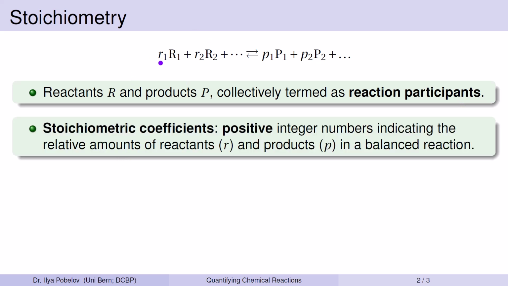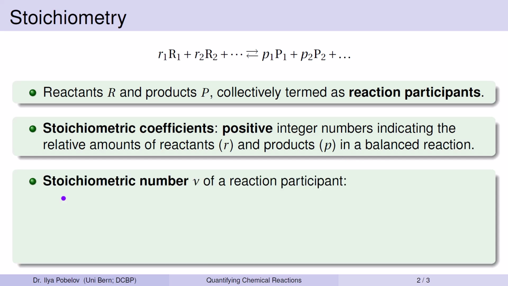The numbers R and P in front of these substances are called stoichiometric coefficients. Stoichiometric coefficients are positive integer numbers indicating the relative amounts of reactants and products involved in the reaction. However, there is a challenge. Just by looking at the stoichiometric coefficient, we can't determine whether it corresponds to a product or a reactant.